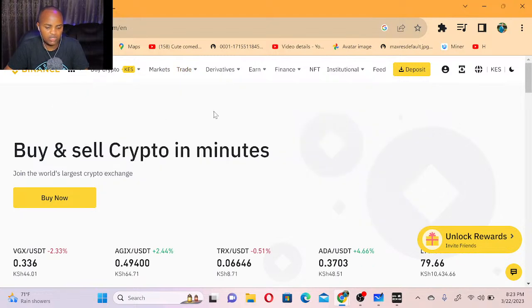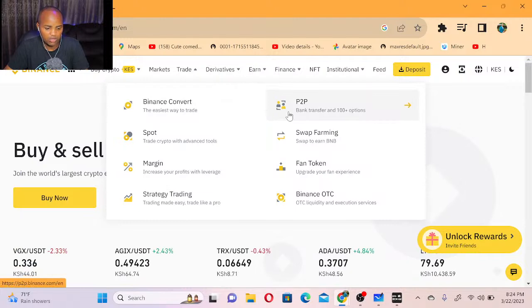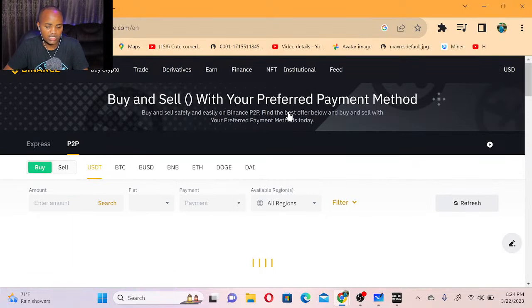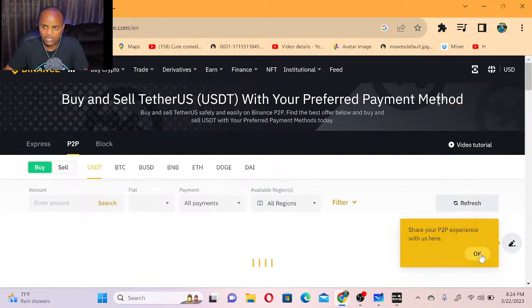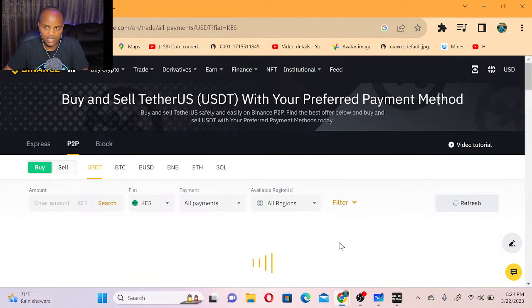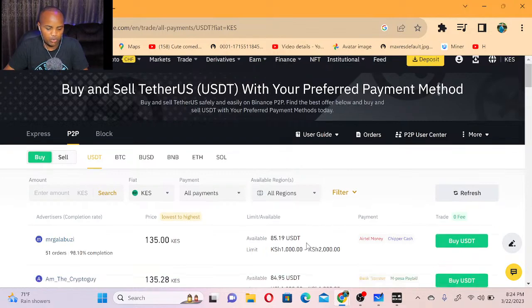Now the first thing I'll do is go to trade, and I'm going to buy through peer-to-peer, or you can buy through bank, by scanning, or you can use your card to buy the crypto. This is simple for people who have been trading. I'm just doing this so that beginners can understand. We will go to the main point, but give me some time so the beginners can understand this, so we do not kick anybody out of this.